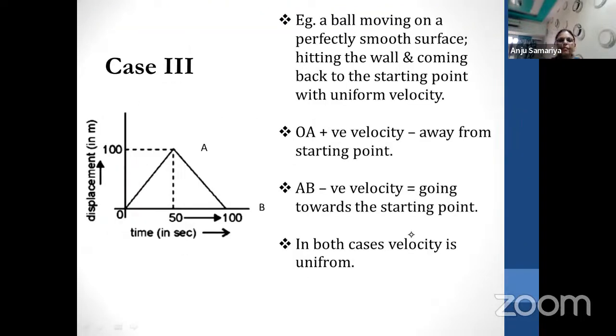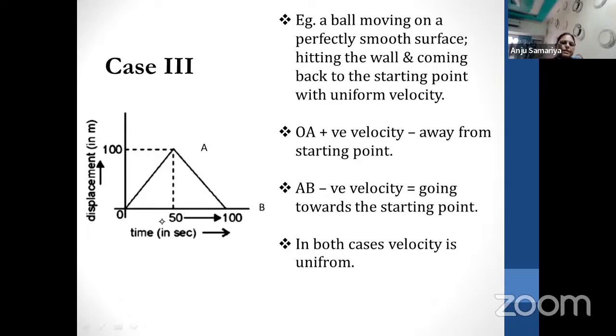Case 3. Now, a ball is moving on a perfectly smooth surface, hitting the wall and coming back. So this ball is moving away, reaching a final destination, striking that end and coming back. This is the positive slope and this is the negative slope. OA is the positive slope and AB is the negative slope. In both cases, the velocity is uniform.